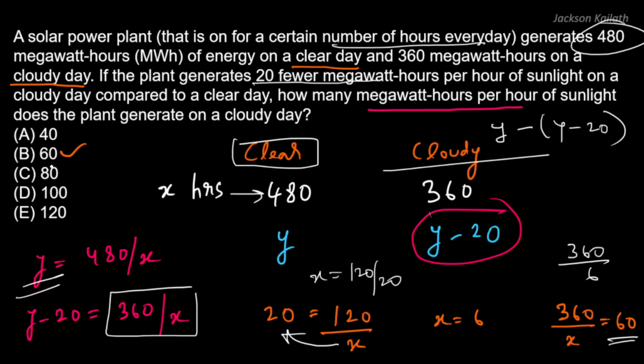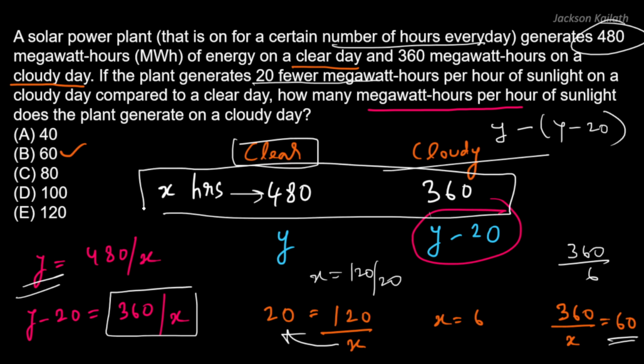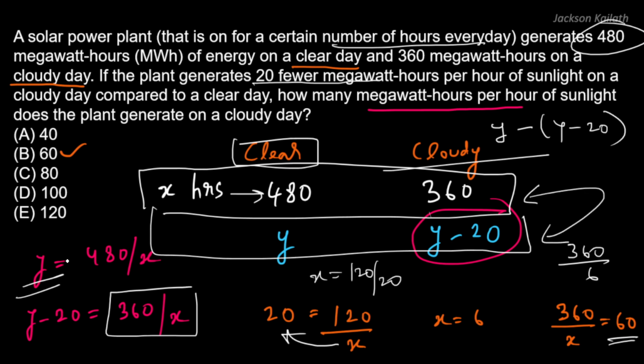All right, take a moment and quickly recollect and try to solidify in your mind what we just did to solve this question. So we had this piece of information in the question, and then we had this piece of information in the question, and then we linked these two together, right? We found that Y is equal to 480 by X and Y minus 20 is equal to 360 by X, and then we found X, and using X we found what is Y minus 20, which is the answer.